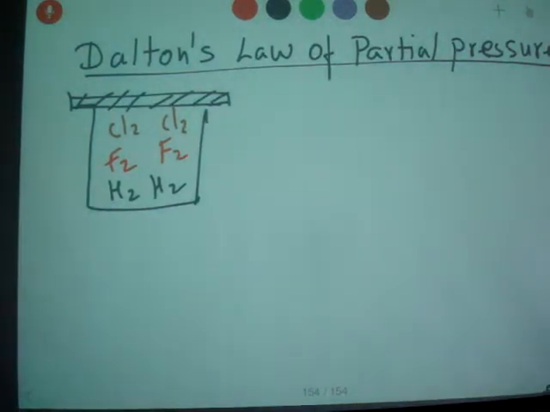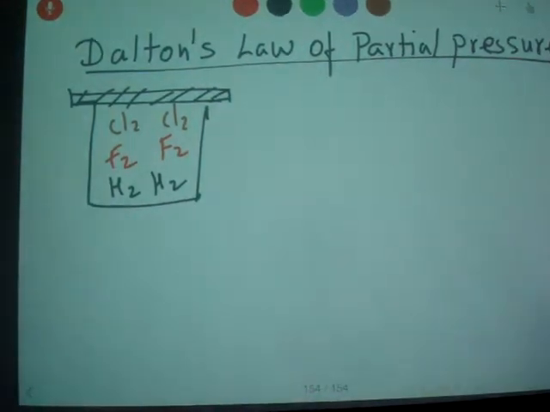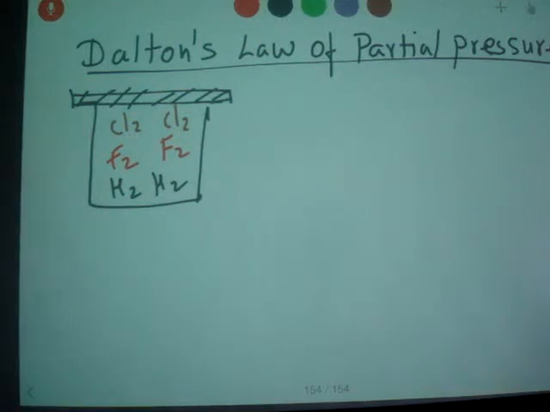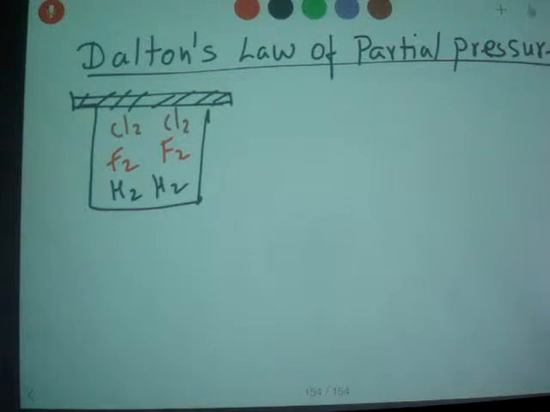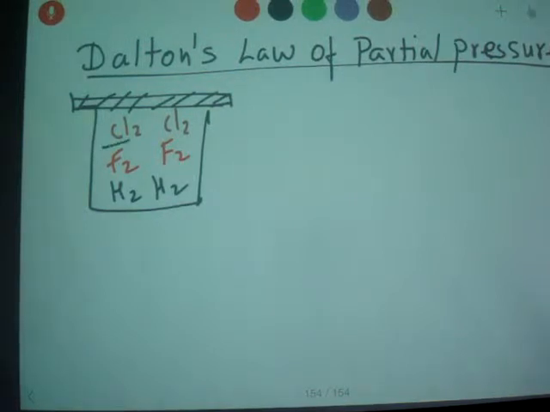So, Dalton's law of partial pressure. Let's say there is a mixture of three different gases in a container, for example Cl2, F2, and H2. Each contains its own partial pressure. So PCl2 is the partial pressure of chlorine, PF2 is the partial pressure of fluorine, and PH2 is the partial pressure of H2.